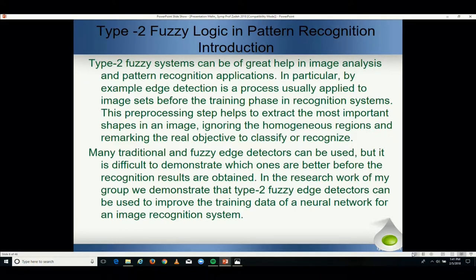It highlights what matters for the objective of classification or recognition systems. Many traditional fuzzy edge detectors can be used, but it is difficult to demonstrate which ones are better. In our case, my group demonstrates that type 2 fuzzy edge detectors can be used to improve the training data, in particular in my case, in neural network systems built by modules for image recognition systems.